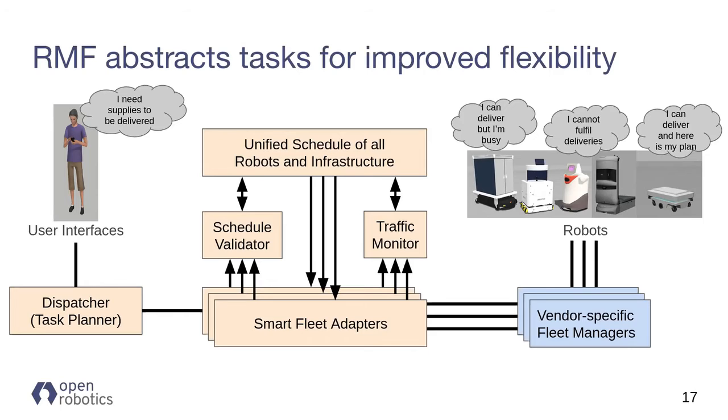And this unified schedule for all robots and the infrastructure will validate new tasks that are coming in so that they don't have any conflicts. It will also monitor traffic as it goes around, and in case of conflicts, it will act as a mediator for the conflict resolution. We'll see later on, though I won't stop too much because it might not be of too much interest, at least a high-level overview of how a conflict is resolved within RMF.